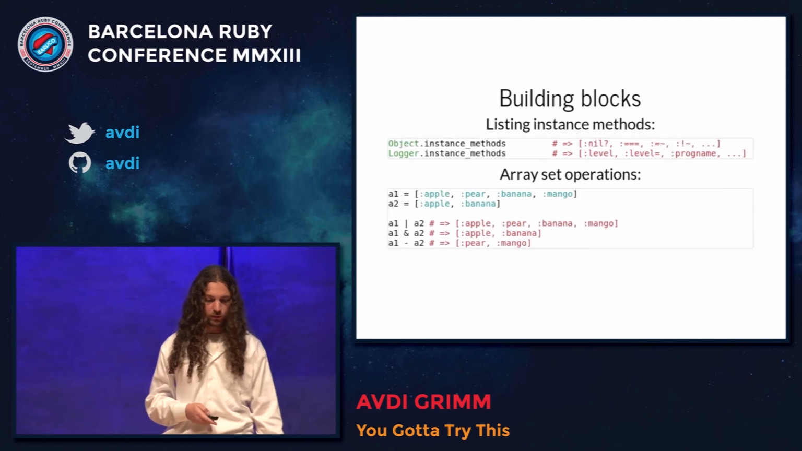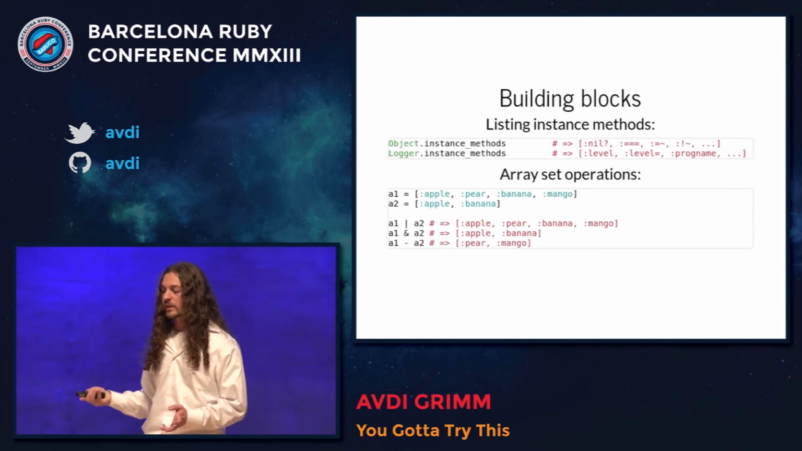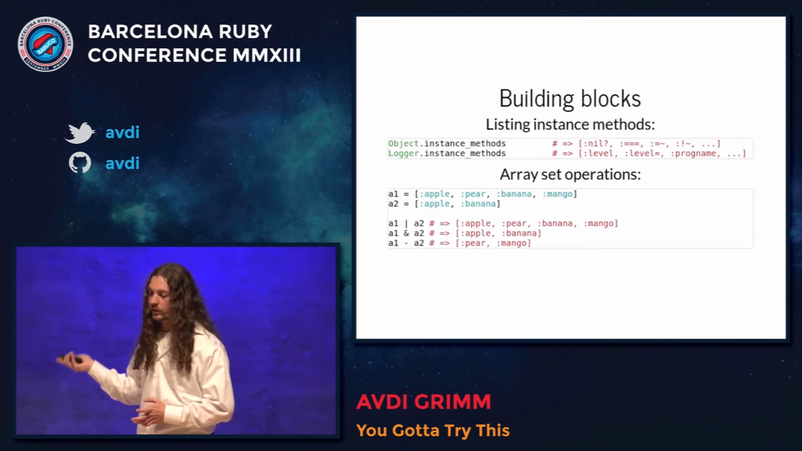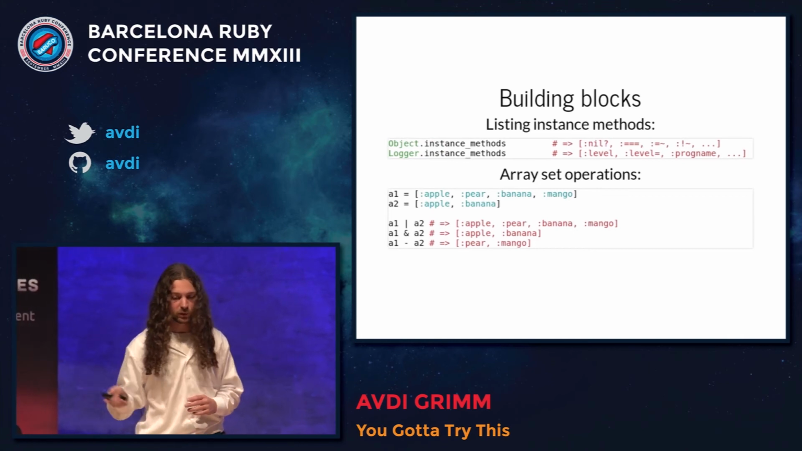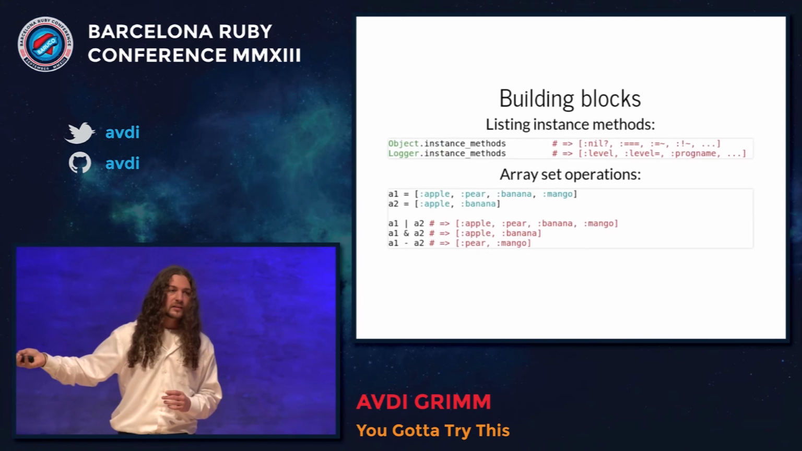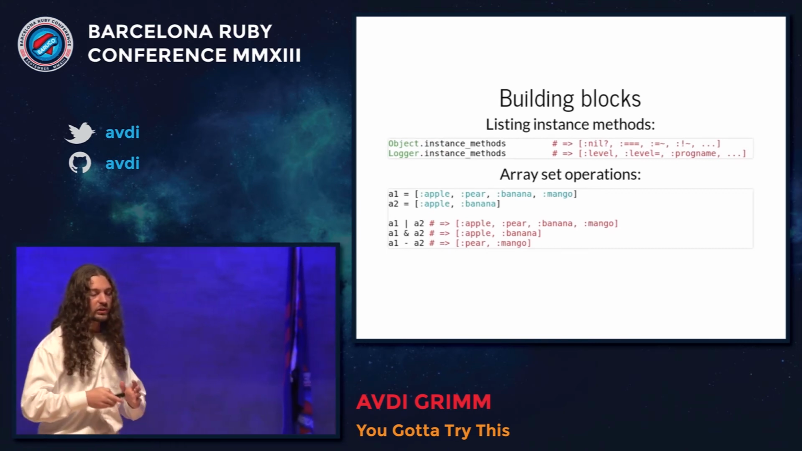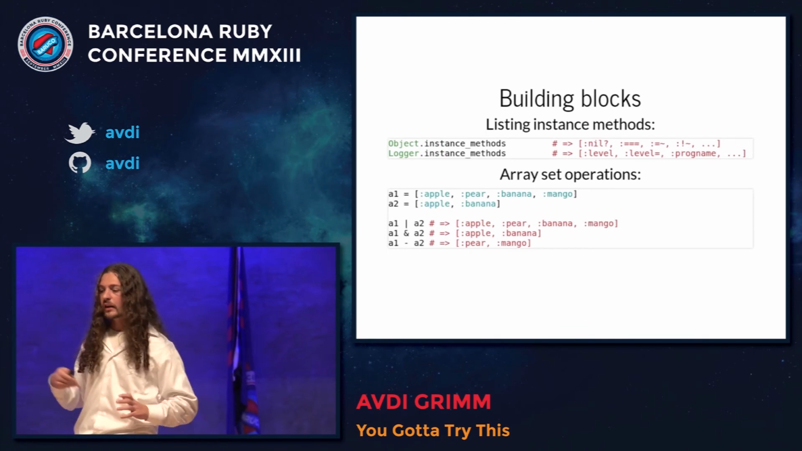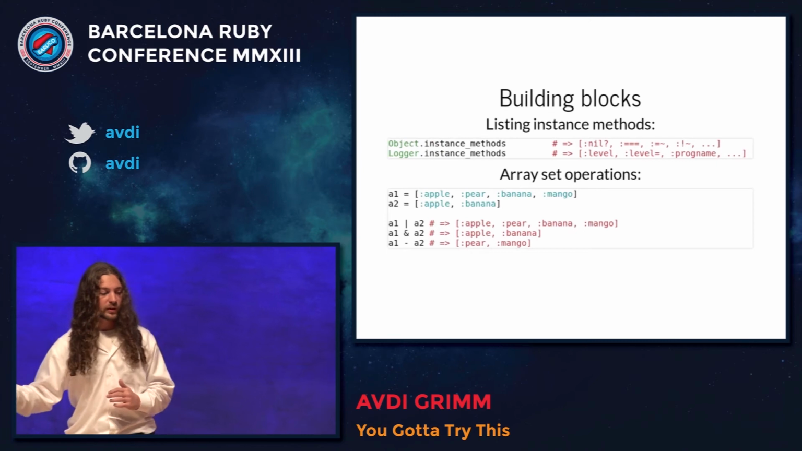All right, so what are we going to do? Well, here are the building blocks we're going to use. First of all, we have the fact that we can send the instance methods message to a class, and we can get a list of methods back as symbols, specifically an array of symbols. And secondly, we're going to use the fact that arrays in Ruby have set operations defined on them. So we can do set intersection and set union, and we can find out the differences between sets using operators on arrays.